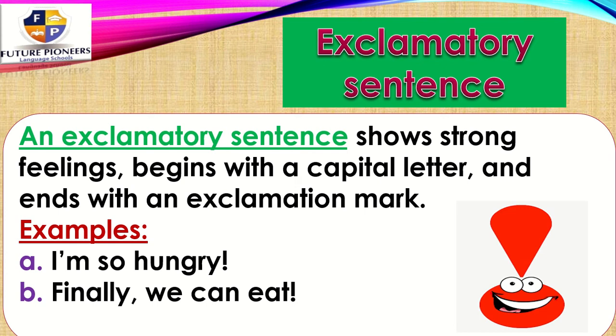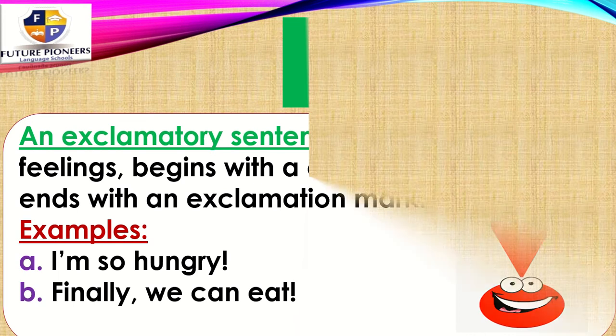Just when I add the exclamation mark at the end of this sentence, you will feel that I have a strong feeling. I'm so hungry! Another example, finally we can eat! That's because we have been hungry for a long time and finally the food is done, so now we can eat. When I say this, you can feel it from my intonation. But when I write it, how can you feel that this is my strong feeling? Just when I add the exclamation mark at the end of the sentence.